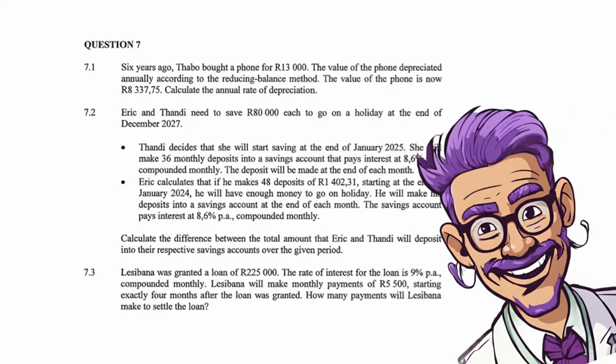We are going on with question 7 of paper 1 of June 2024. 7.1. 6 years ago, Tabu bought a phone for 13,000 Rand. The value of the phone depreciated annually according to the reducing balance method. The value of the phone is now 8,337 Rand and 75 cents. Calculate the annual rate of depreciation.